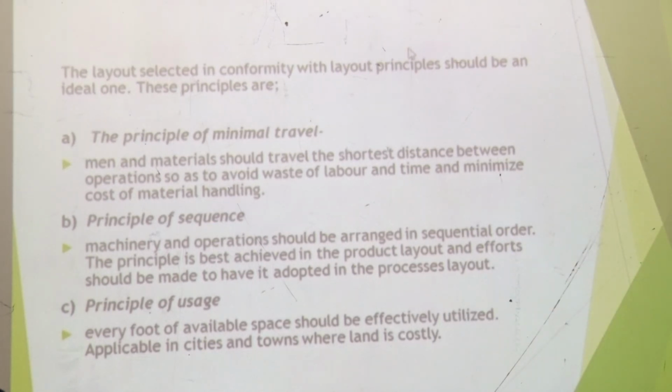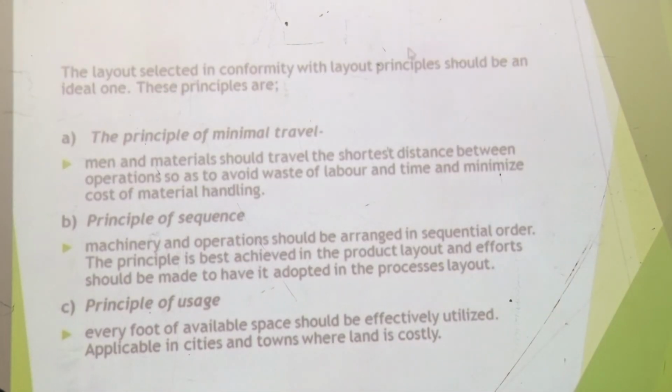The other one is the principle of usage. Basically, you're supposed to come up with a layout that allows you to utilize the available space, and this will be basically in towns where space is so limited. Therefore, you are supposed to maximize on that space. But when the space is too much, then it means you are good to go.